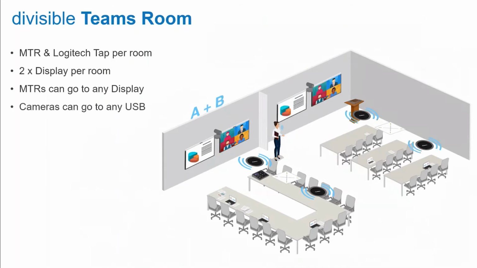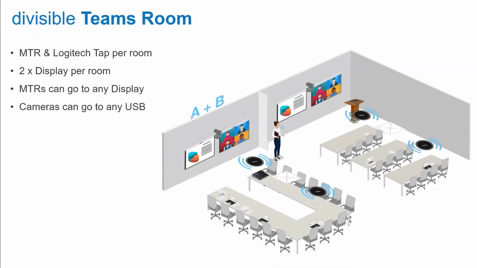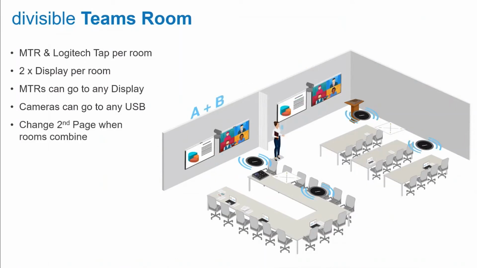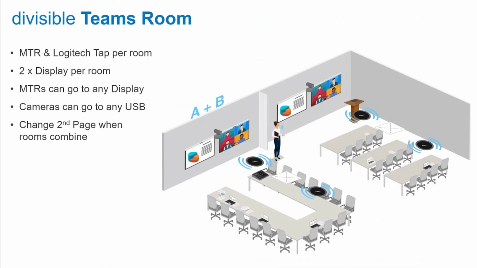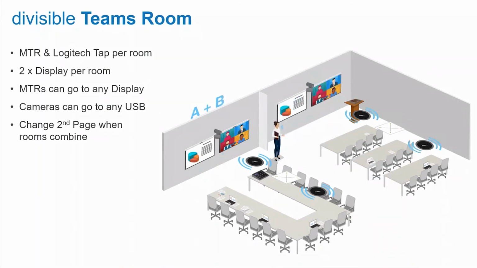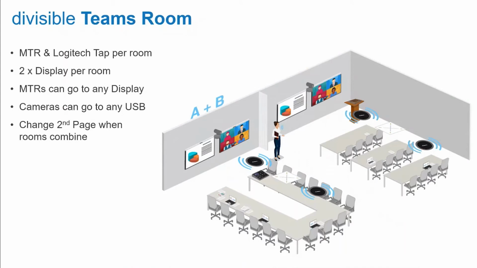Same thing with cameras. We're going to have 2 cameras in each room, and when the rooms are opened up, obviously you want to be able to select from 4 cameras to 1 PC. And then on that second page on the Logitech Tap, when the rooms are combined, we want to synchronize those so that if you go to either panel on the second page, you'll see the same thing in a combined space. When the rooms are separate, that second page would be 2 different things, as you'd expect.